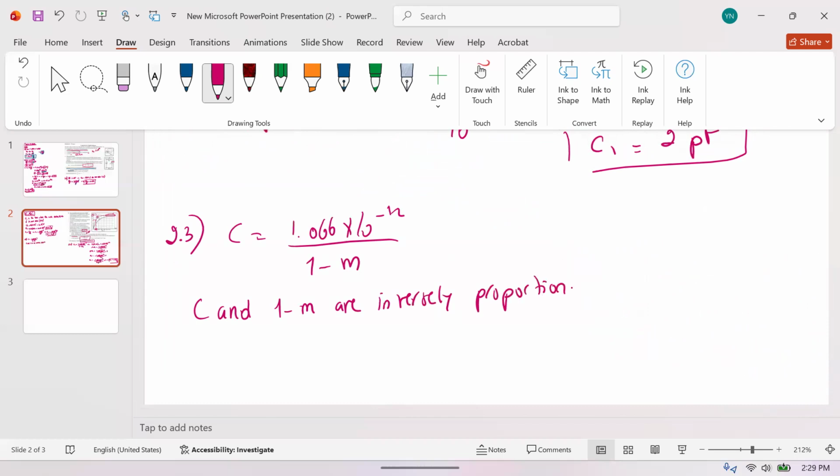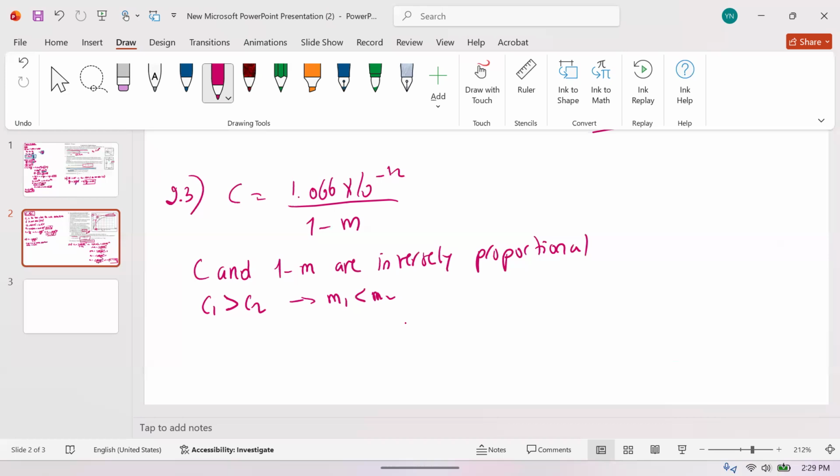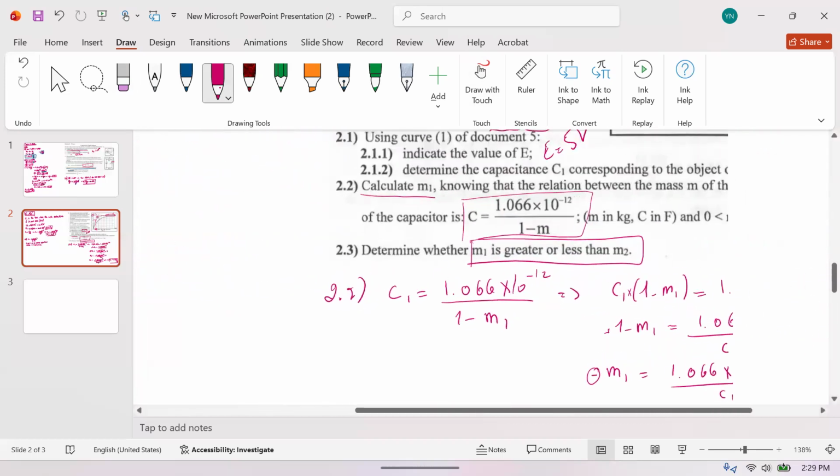What do I mean by that? If C1 is greater than C2, then M1 should be smaller than M2 and vice versa. So my keyword here is to calculate or to deduce from the graph which C is bigger so we can know more about M. Okay? Now, I mean 1 minus M1 is smaller than 1 minus M2. Okay, C and 1 minus M are inversely proportional.